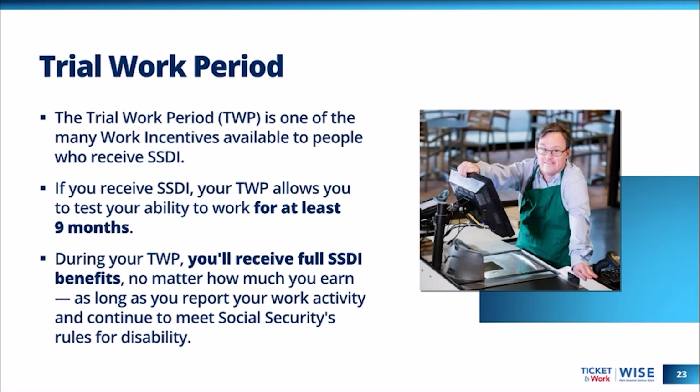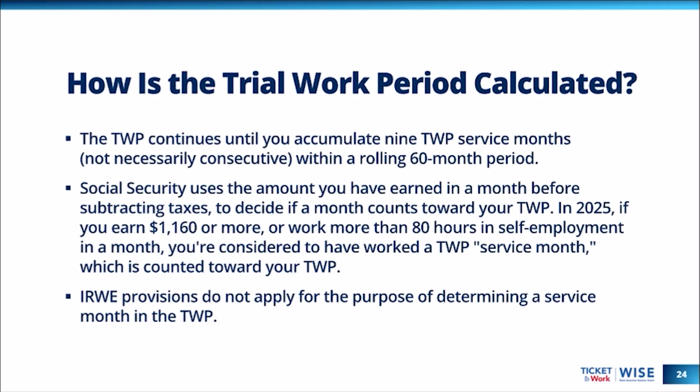So that's just a hint. And regardless, if I earn $1,160, I'm getting my full benefit. If I'm earning $4,000, I'm going to get my full benefit during these 9 months. How is our trial work period calculated? We call it the TWP, and the TWP continues until you accumulate 9 trial work months, not necessarily consecutive, but within a rolling period of 60 months.